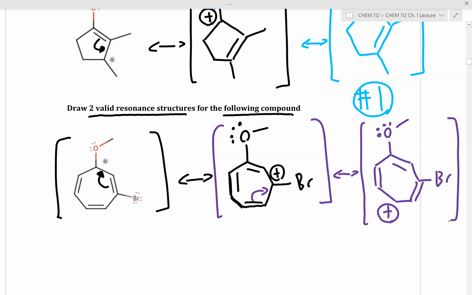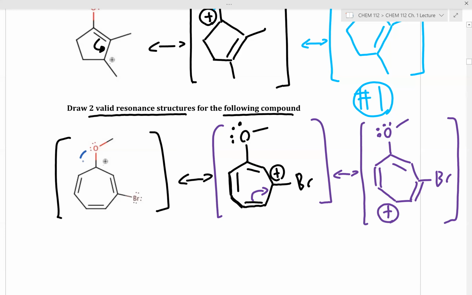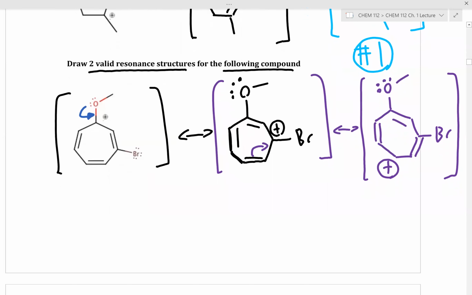Of course, the reason why I'm drawing these resonance structures first is there's another very obvious resonance structure that many people in the class have drawn. We see a cation, and what's adjacent to this cation? Two lone pairs. So we can also form a double bond using that resonance method. So we're going to kick our lone pair down, and we're going to form a double bond.